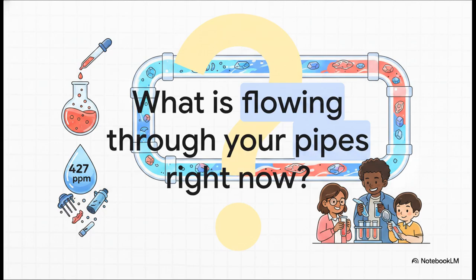But the most important question isn't about the water in Dr. Chem's lab. If a seemingly normal tap water sample can hit 427 parts per million and silently destroy household appliances, what exactly is flowing through your pipes right now? It might just be time to do a little chemistry of your own and find out.